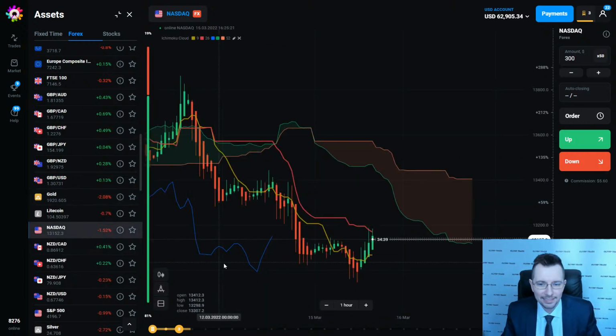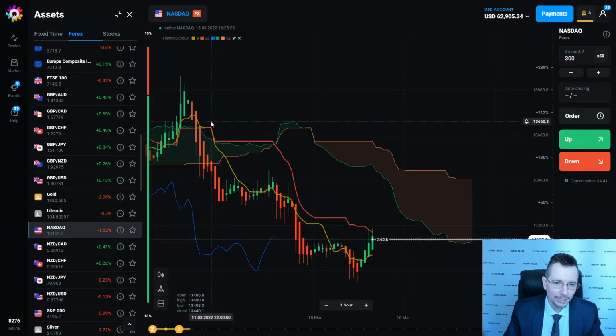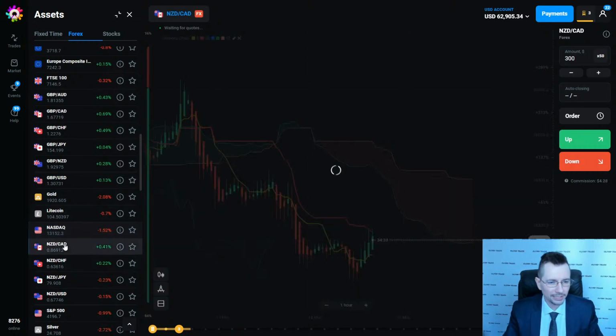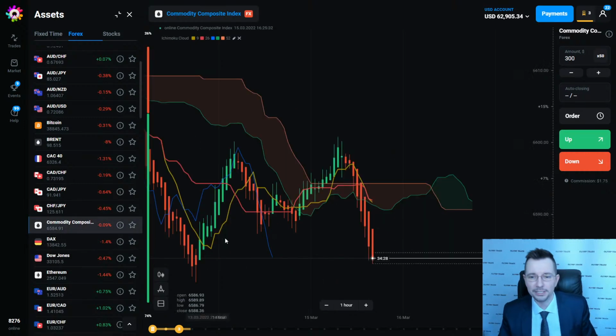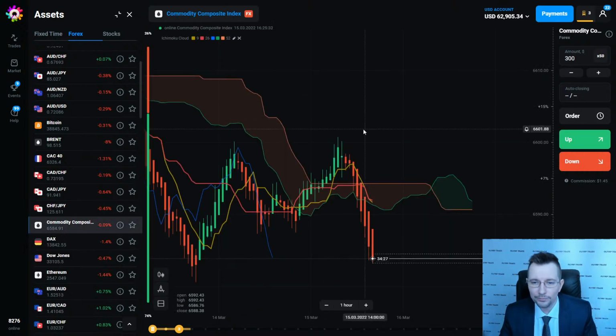So I'll leave that as is. I'm waiting for the Ichimoku Cloud lines to cross. Like this would have been a good entry point. I'm just going to continue down the list with you guys. We were at Bitcoin, Brent, commodity composite. Now the commodities, again, we missed this entry point right here on the hourly graph.